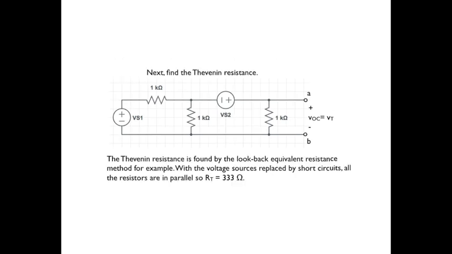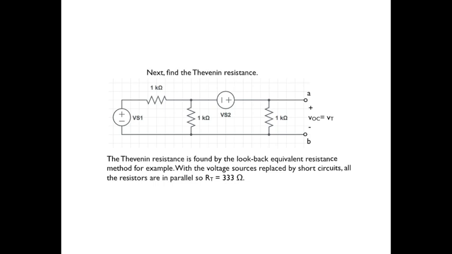We also need the Thevenin resistance, and there are different ways of obtaining this. One way would be to find the open circuit voltage divided by the short circuit current, or since this circuit contains no dependent sources, we may also use the look-back method and find the equivalent resistance when all the independent sources are set to 0. In other words, current sources to open circuits and voltage sources to short circuits.